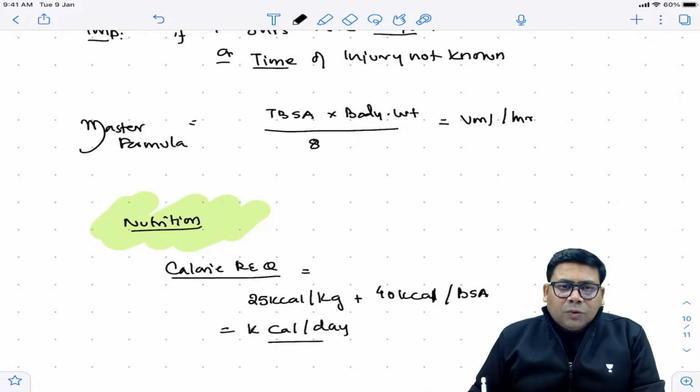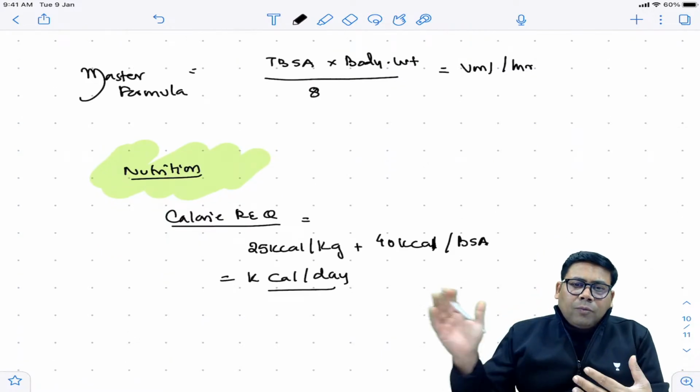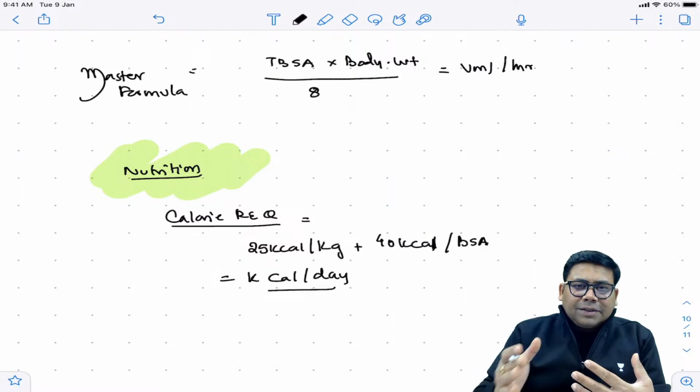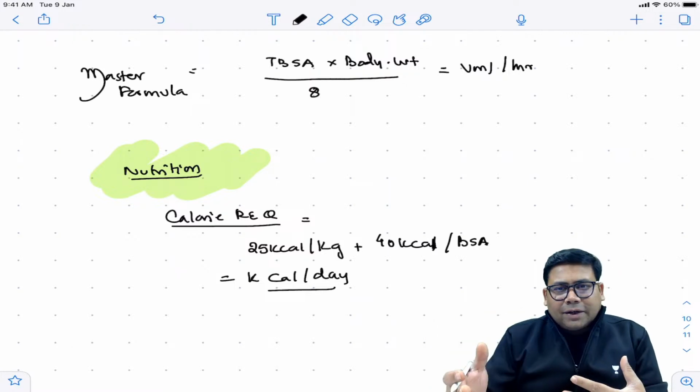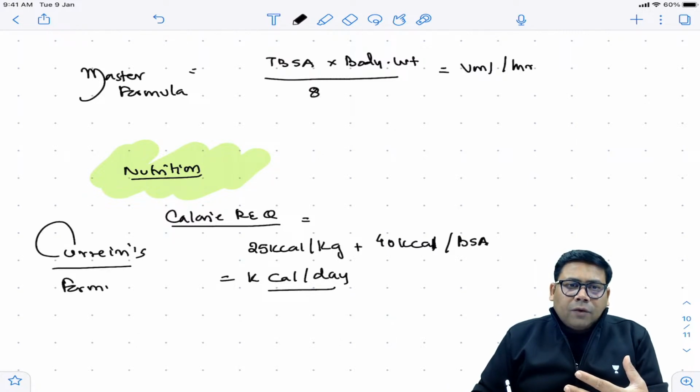In comparison to a normal patient who requires 30 kilocalorie per day, you're giving a lot more extra. Why? Because burn is a state of catabolism and you need to give some extra calories to fight it. And the name of this formula is Curreri's formula. This is what is important.